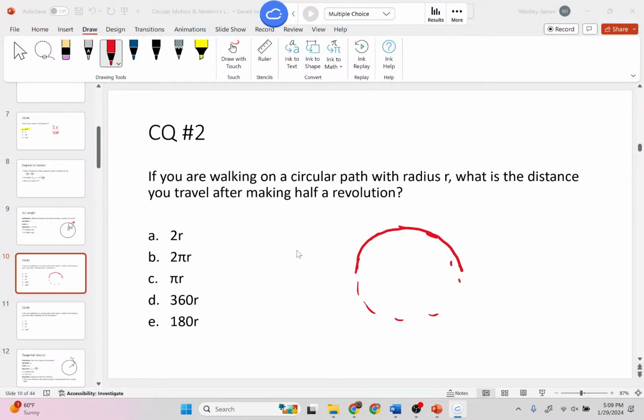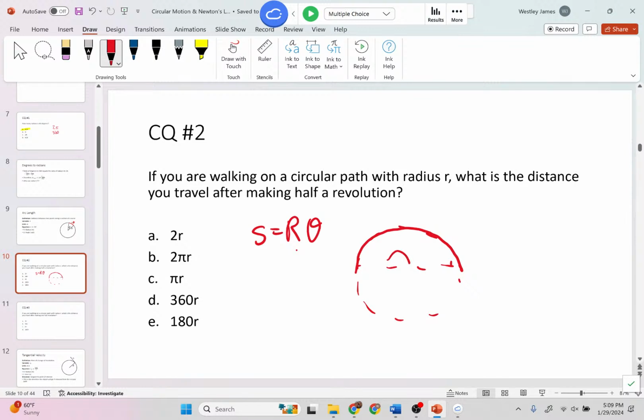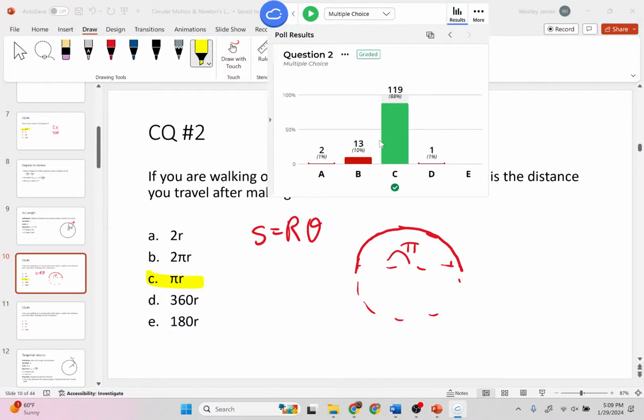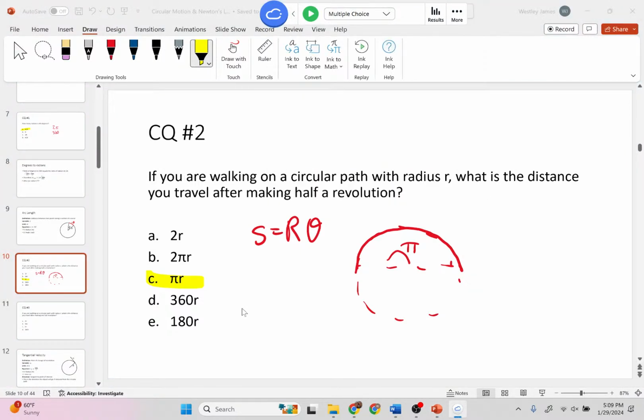Pow. All right, so we use our nice little equation. The arc length equals the radius times theta. What is my angle here? In radians, it's pi. So pi r. I purposely put that one at the end just to show that no, we don't use the angle in degrees.